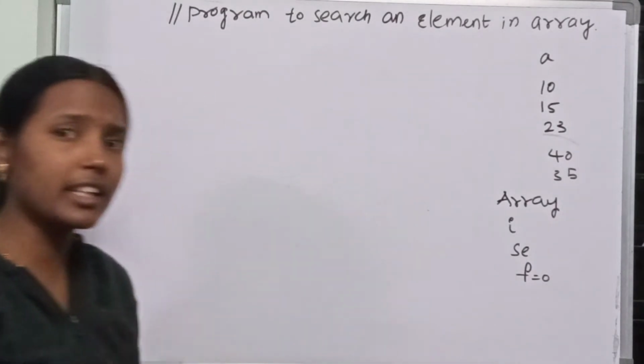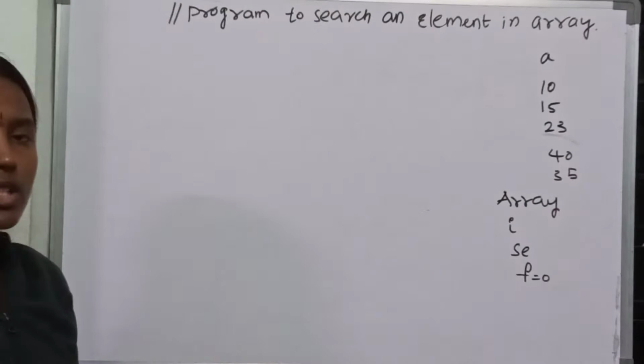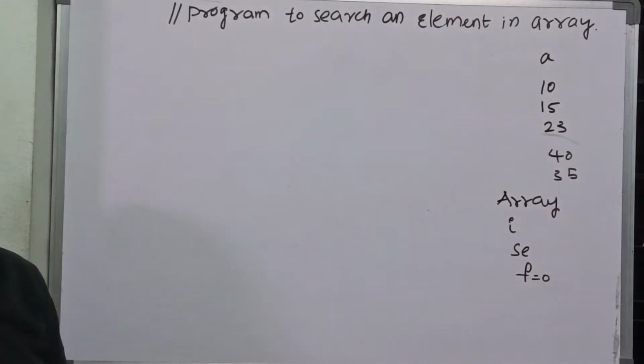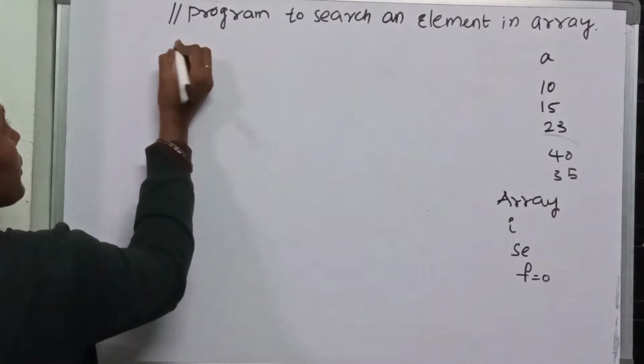So if you write clearly what the input is, what the logic of the program is, and what the output will be, and if you understand this, you can write the program very easily without memorizing. Now let us write the program.